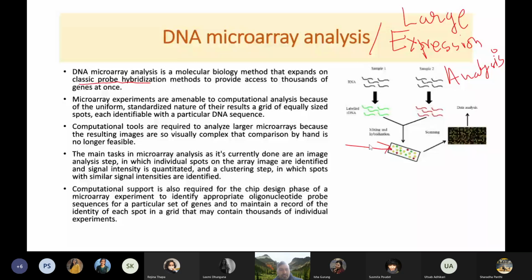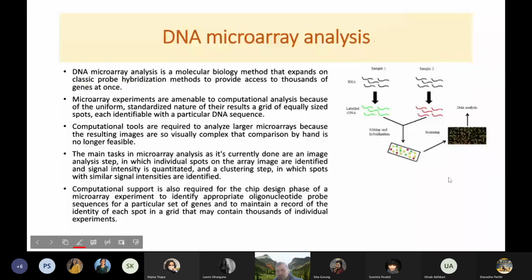Microarray experiments are amenable to computational analysis because of the uniform standardized nature of the results on a grid. The results are a grid of equally sized spots, each identifiable with a particular DNA sequence. So we already have that information in advance; the grid of the DNA microarray is extremely well characterized. We already know which DNA probe is in which segment, and we can do image analysis on it.